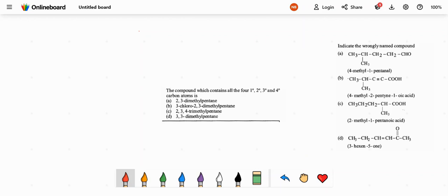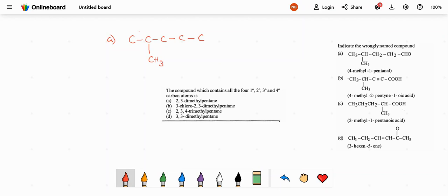A, 2,3 dimethyl pentane. If you want to write the structure from the IUPAC name, you have to write first the parent compound. So the parent chain has 5 carbon atoms because of the root word pent. So I have written 5 carbon atoms for option A. I am going to find out how many carbon atoms are primary, secondary, tertiary and quaternary. So 1, 2, 3, 4, 5, and the second position and third position both have a methyl group.